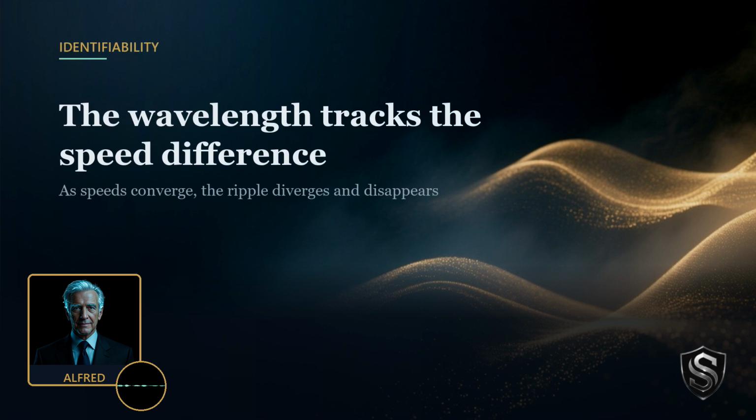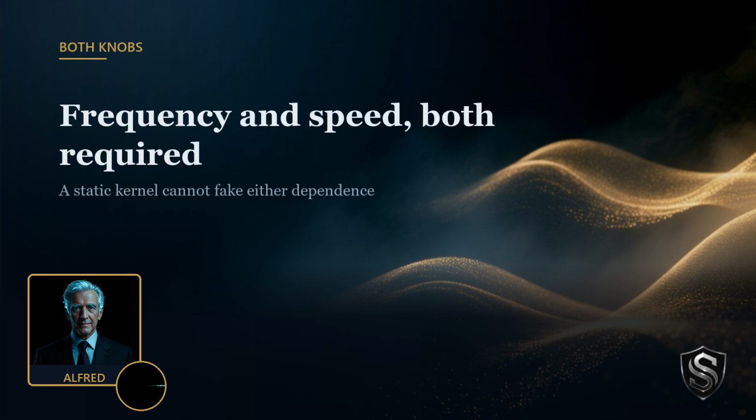A fair objection: this ripple resembles a Mexican hat, which many static, frequency-free mechanisms can produce. So we tested a signature no static kernel could carry, dependence on the speeds. Fixing frequency and sweeping the slow speed toward the fast one, the wavelengths sit on the identity line, and the ripple vanishes exactly as the two speeds converge. Together, these two results pin it. The wavelength depends on both frequency and the speed difference, exactly as the formula demands.